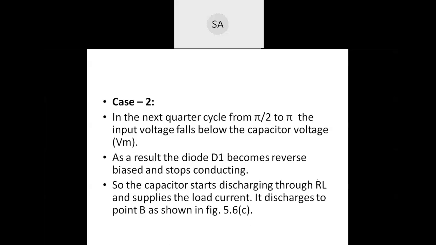Next, let us take case 2. In the next quarter cycle, from pi by 2 to pi, the input voltage falls below the capacitor voltage Vm. As a result, the diode D1 becomes reverse biased and stops conducting. So the capacitor starts discharging through RL and supplies the load current. It discharges to point B as shown in figure C.